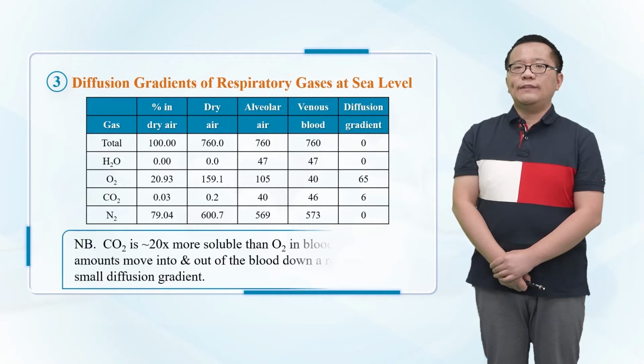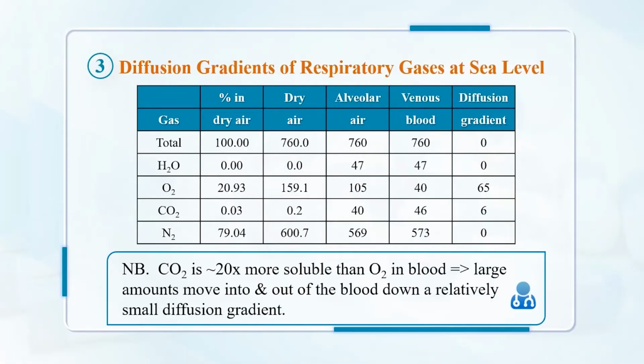Diffusion gradients of respiratory gas at sea level. Attention please. The solubility of carbon dioxide is 20 times that of oxygen in blood. That is, carbon dioxide has a relatively small diffusion gradient, yet a large amount moves into or out of the blood.